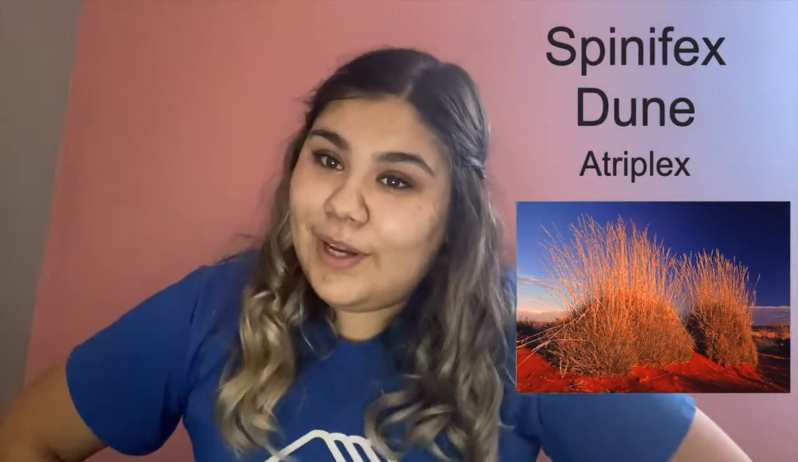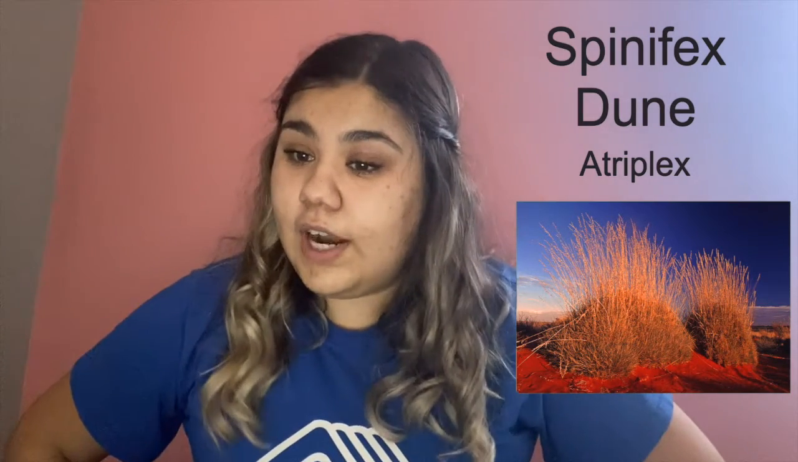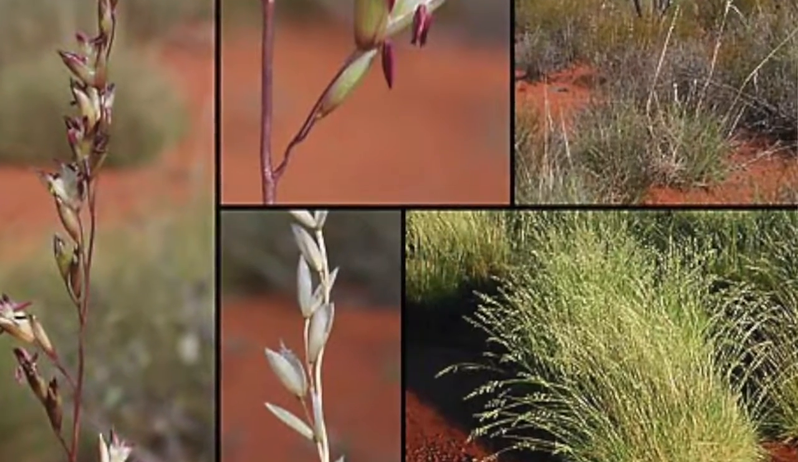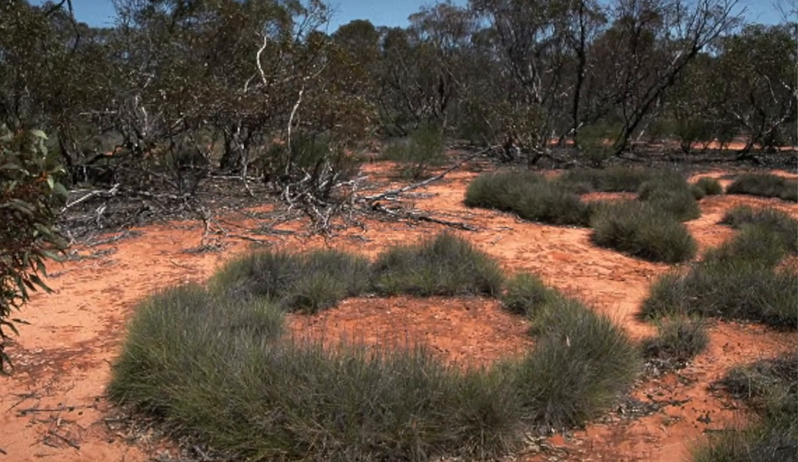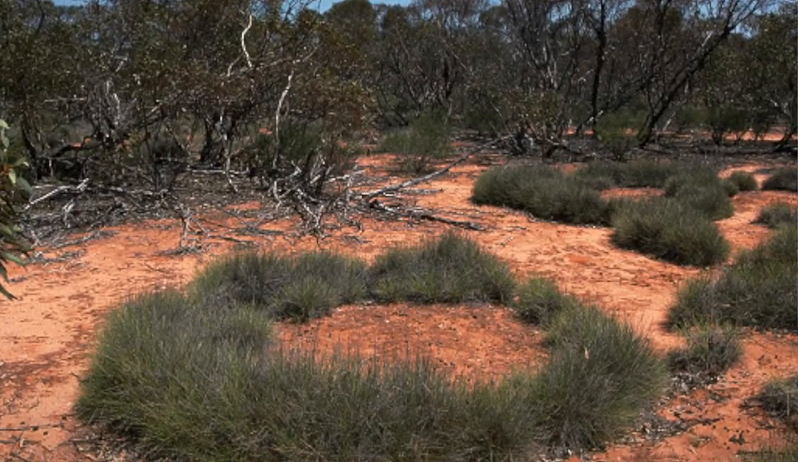The third plant we're going to talk about is the Spinifex Dune. This plant is another type of grass that is found growing on the dunes of the northern part of the desert. This grass features waxy curled leaves that help prevent water loss during transpiration, which is when the water escapes through the leaves. The plant also has a spiky exterior which helps protect the small animals that hide in the grass from predators.